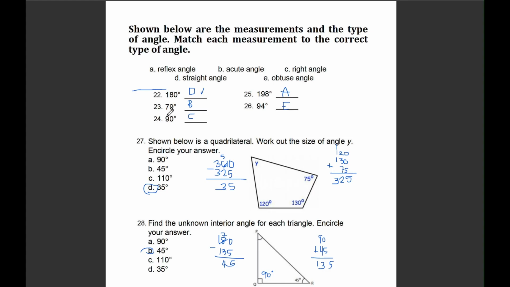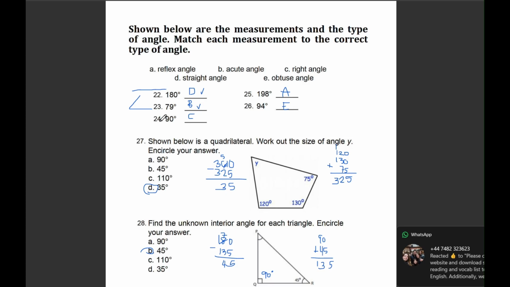Number 23. Match 79 degrees. Options: A. Reflex, B. Acute, C. Right, D. Straight, E. Obtuse. Why not? Not greater than or equal to 90 degrees. Answer: B. Acute. Formula/reason. Acute is less than 90 degrees.